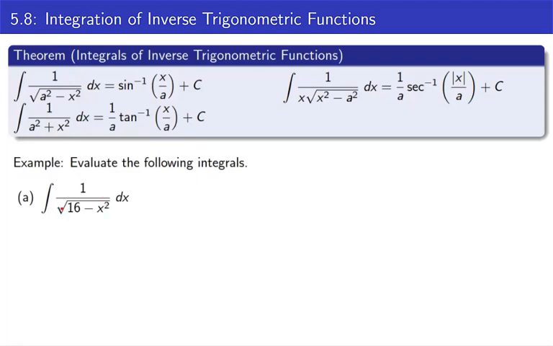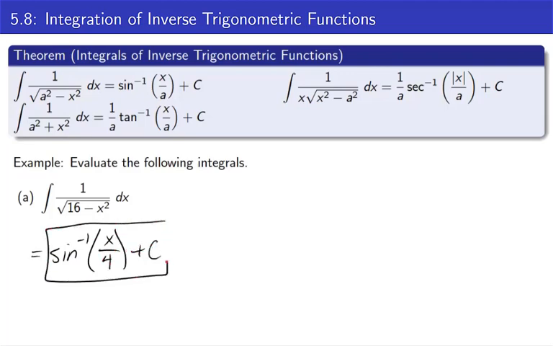For our first example, we see that this is in the form of the inverse sine function. A here is 4, and so we can get our answer immediately. This is the inverse sine of x over 4 plus c. That's it. A is equal to 4 because a squared is 16. The rest of it follows the form of the inverse sine function, so there you have it.